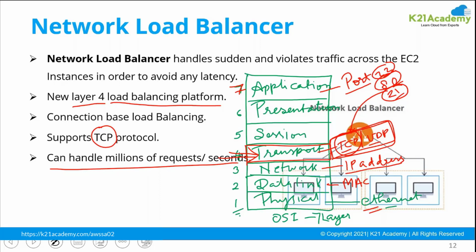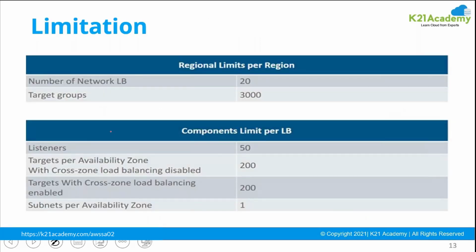The network load balancer handles sudden and volatile traffic across EC2 instances in order to avoid latency. But it can distribute the traffic based on the TCP protocol only. The limitation here, again, is that it can have only 20 load balancers per region.